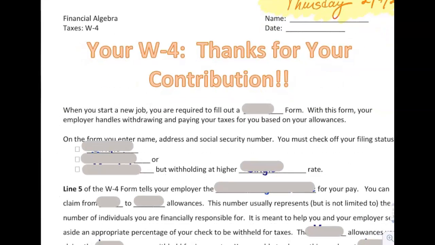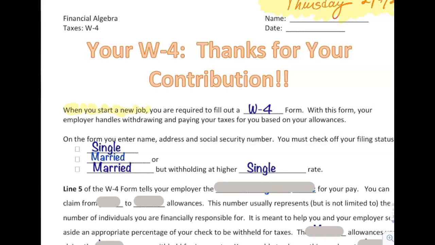So when you start a new job, you're required to fill out a W-4 form. With this form, your employer handles withdrawing and paying your taxes for you based on your allowances. On the form, you enter your name, address, social security number, and you must check whether you are single, married, or this other unique choice of married but withholding at a higher single rate. Not really super important right now, but you should be aware that that's one of the choices. So you'll check one of these boxes on the W-4 as you're filling it out.